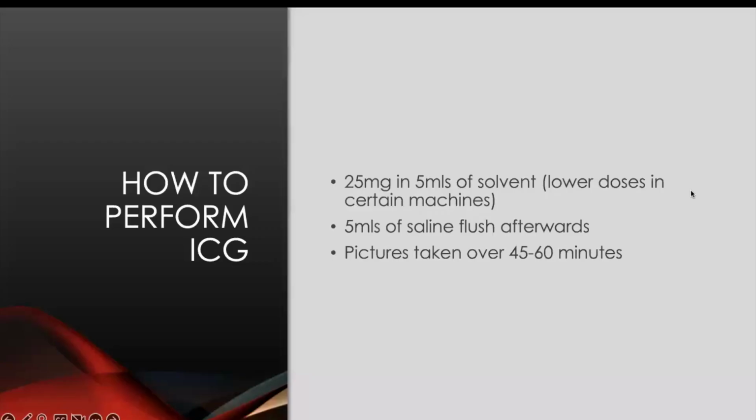So how to perform an ICG, patients are going to get about 25 milligrams of indocyanine green. You may get lower doses depending on the machine that you've got. They get a 5 ml flush, and then pictures are taken over 45 to 60 minutes. And an ICG is typically a slightly longer examination compared to an FFA.